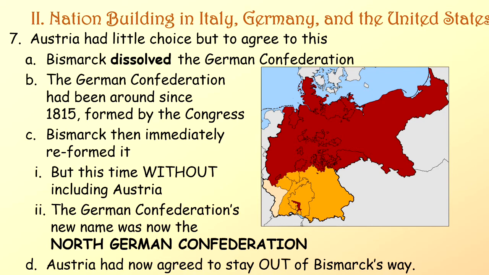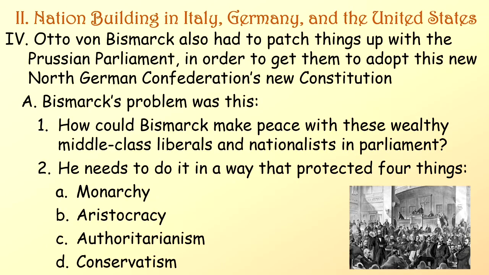Bismarck dissolved the German Confederation. The German Confederation had been around since 1815, formed by the Congress of Vienna. Bismarck then immediately reformed it, but this time without including Austria. The German Confederation's new name was now the North German Confederation. Austria had now agreed to stay out of Bismarck's way.